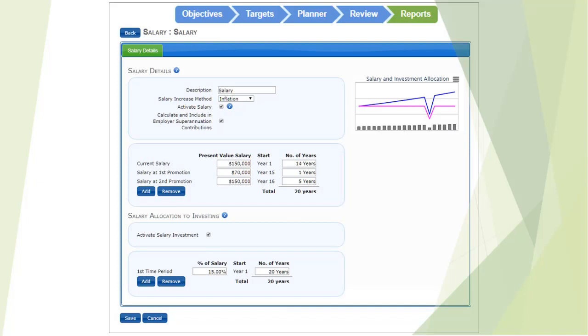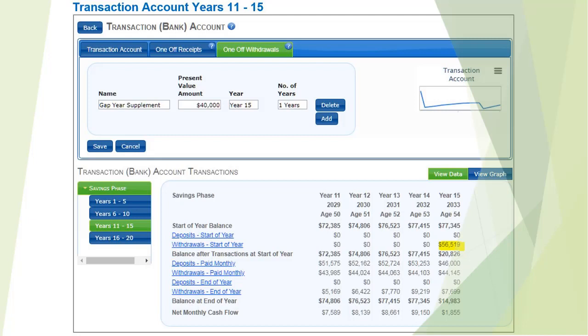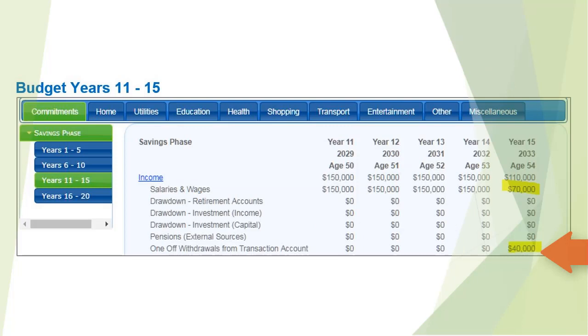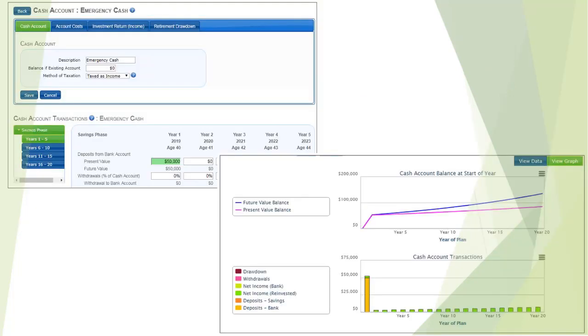No adjustment is made to the salary allocation in this plan, as John will still have to service his investment property loan. In the gap year, $40,000 will be transferred from the transaction account to the budget to supplement the income for that year. An emergency cash account is created. In year 1, $50,000 is withdrawn from the transaction account.